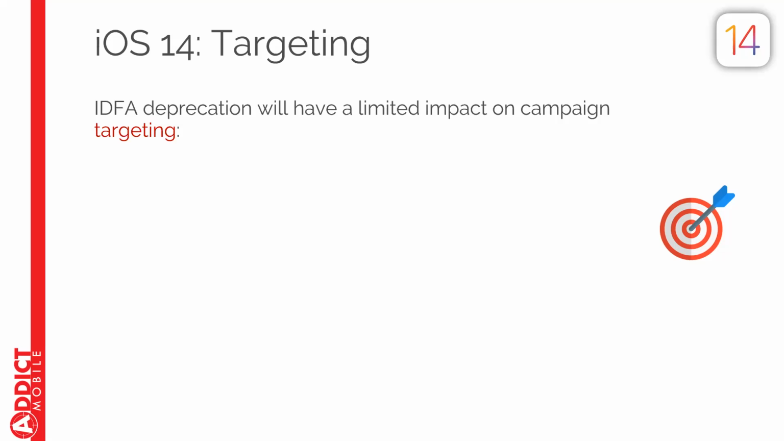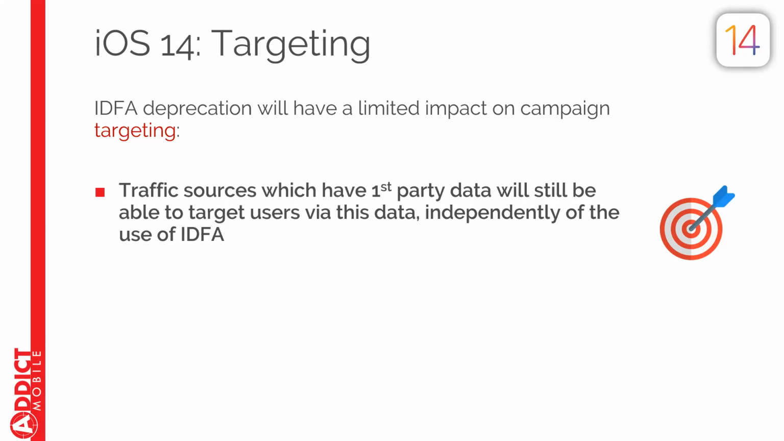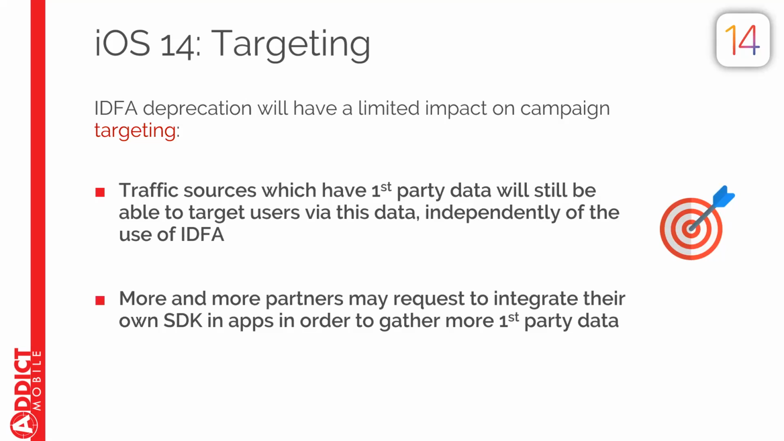Another point is the targeting. Targeting might not be that impacted by IDFA deprecation. Why? Because traffic sources which have first-party data will still be able to target users via this data. Let's talk about Facebook, let's talk about Google. They have data, they know their users, so they'll still be able to target users somehow. They will definitely miss that IDFA data to be even more accurate, but they won't be blinded. Another thing is that more and more partners may request to integrate their own SDK in your apps in order to gather first-party data. That will be the challenge for traffic sources, to make sure that they gather as much data as they need to perform precise targeting.